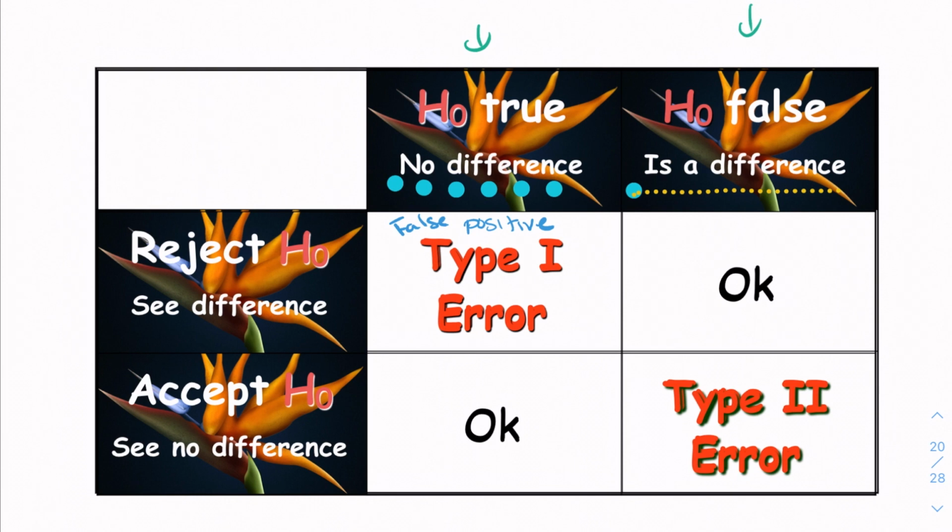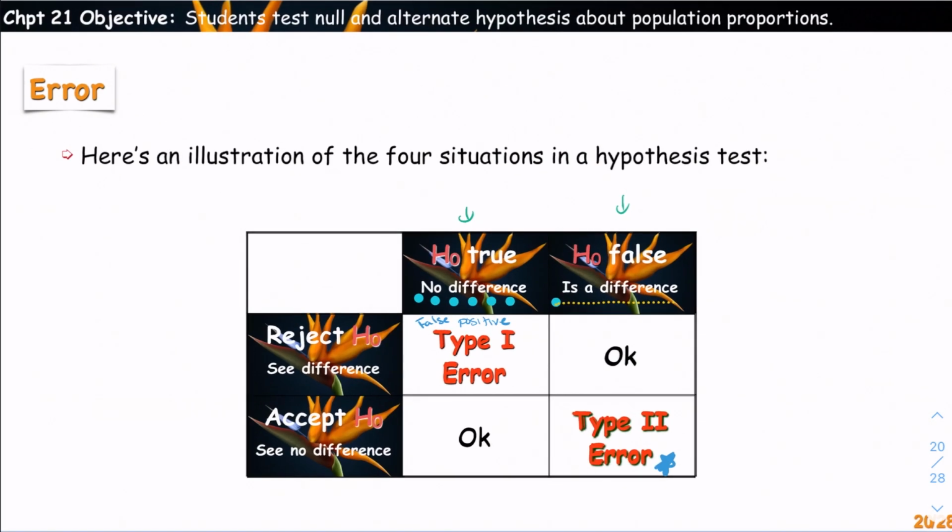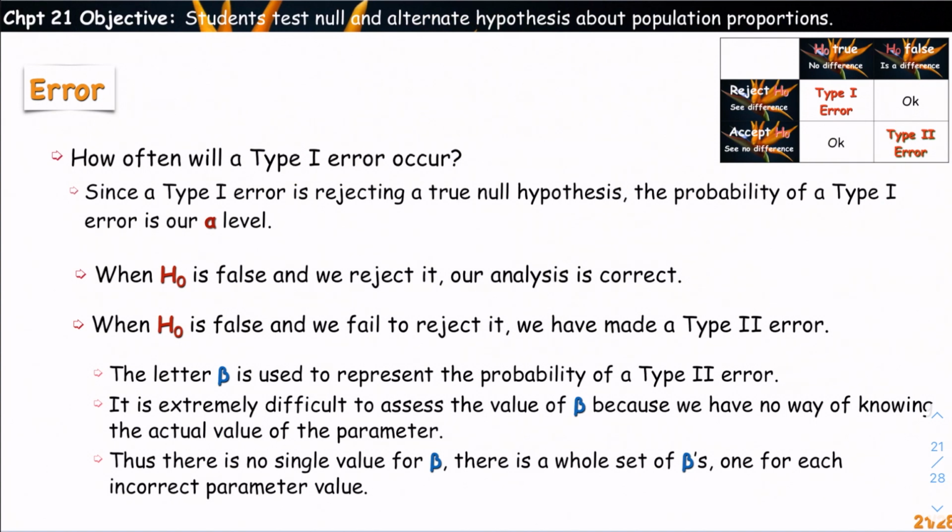In context, you can see that this is kind of a problem sometimes. They're both issues that we try to get rid of. So how often will a type 1 error occur? Well, since a type 1 error is rejecting a true null hypothesis, the probability of a type 1 error is our alpha level, because we are saying at some threshold alpha, what's the likelihood of getting that? Well, whatever you said it was.